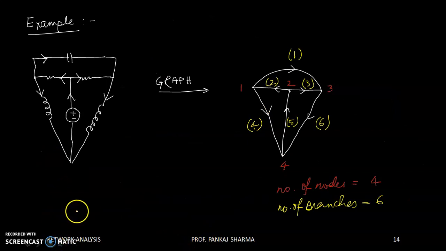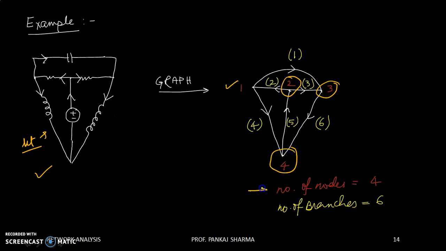Let's understand this more with an example. This is your circuit given, and we have to construct the graph out of this circuit. That is, it will contain all the nodes: node 1, node 2, node 3 and node 4. So the number of nodes is 4.